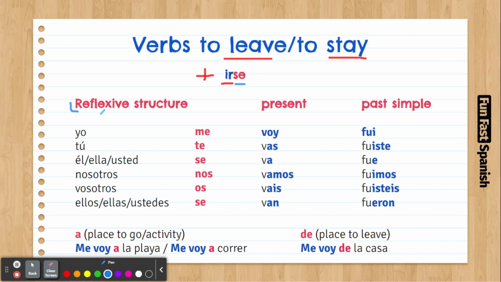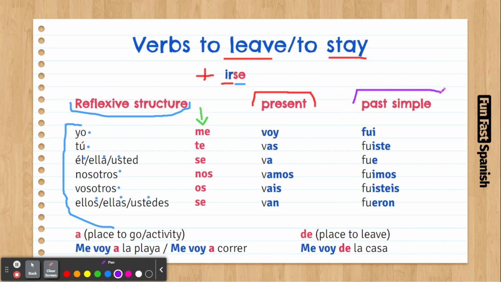So, reflexive structure. Let's have a look at how we conjugate this. Now, you already know the personal pronouns: yo, tú, I, you, él, ella, usted, he, she, you formal, nosotros, we, vosotros, you guys in Spain, ellos, ellas, ustedes, they, just females, and you guys in Latin America. Now, we have here these pronouns, which are the reflexive pronouns, and these are the ones we're going to use. And then we are going to have the verbs. The verbs are these ones here in present, and also we're going to have it in past simple. Good. Let's do present first.